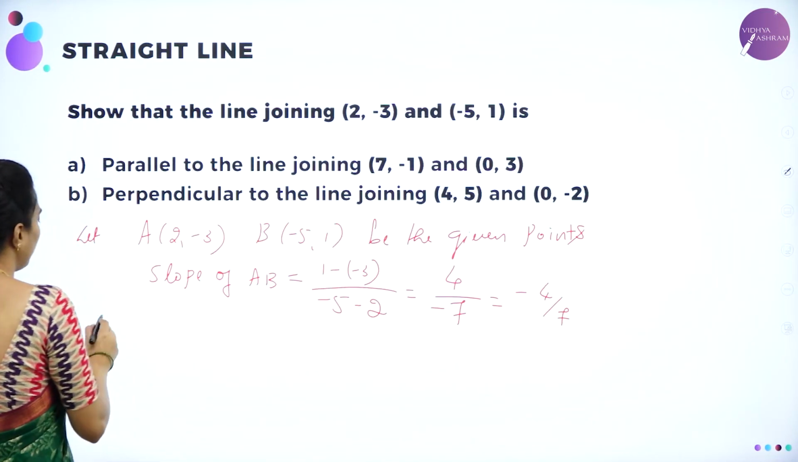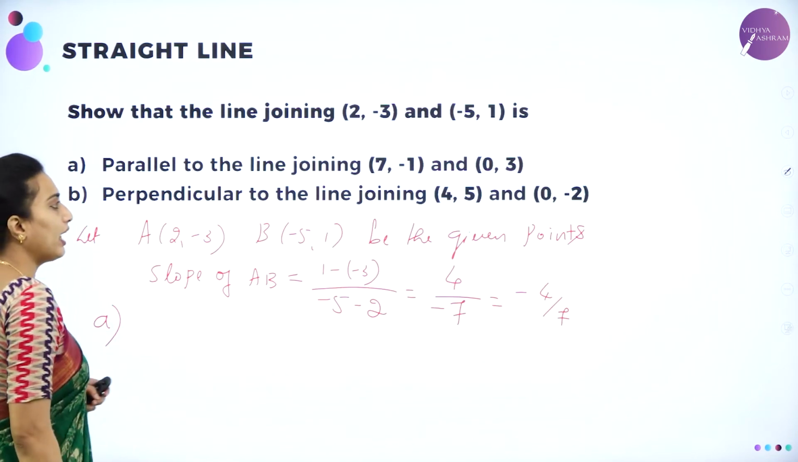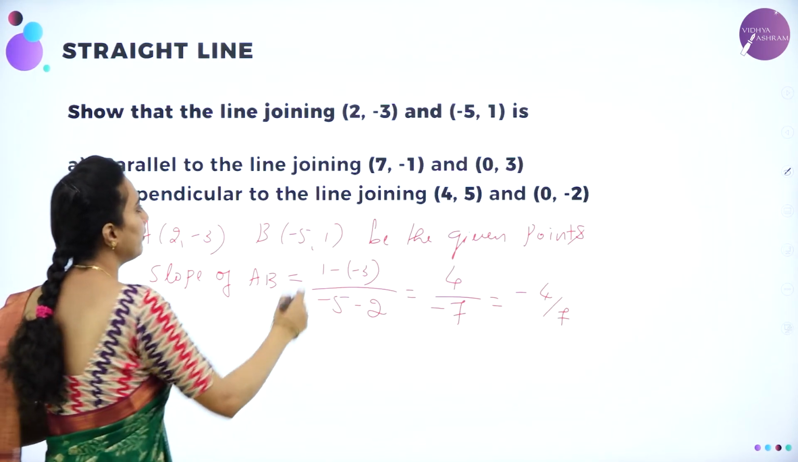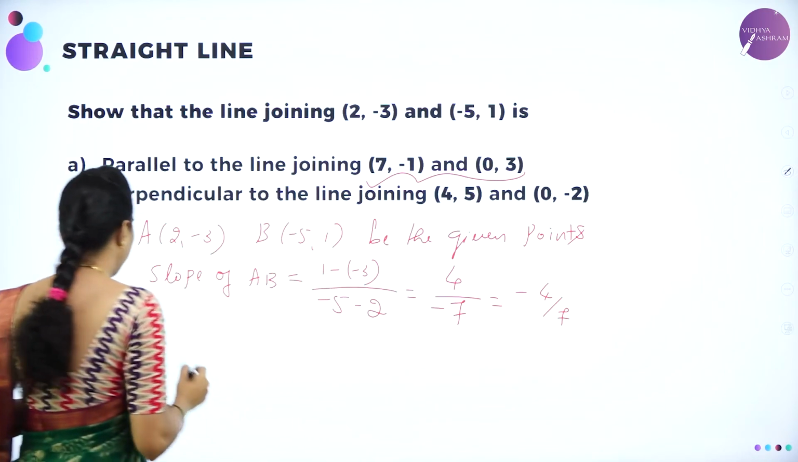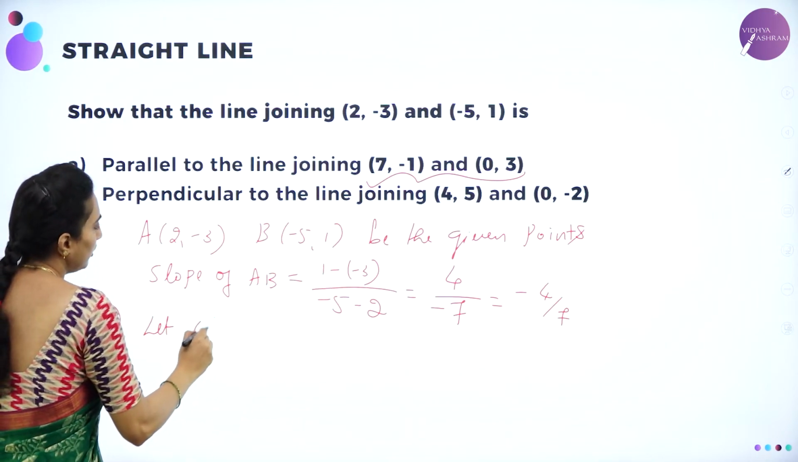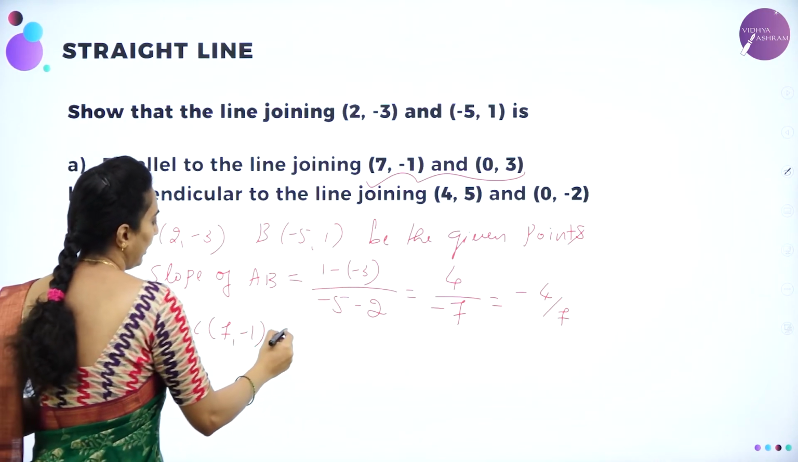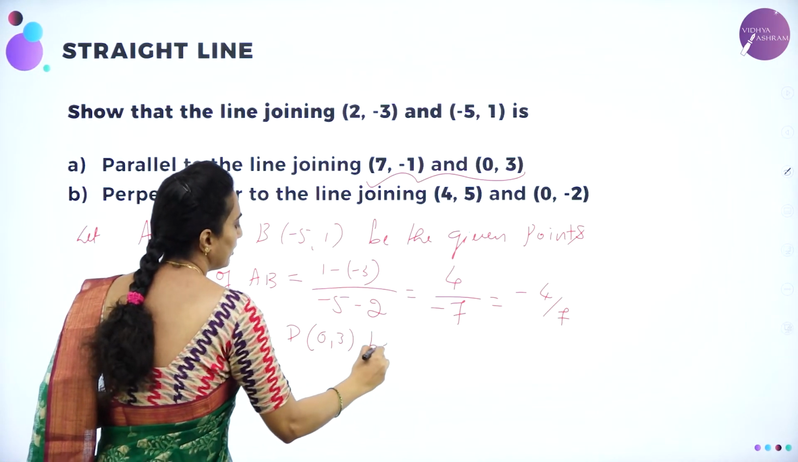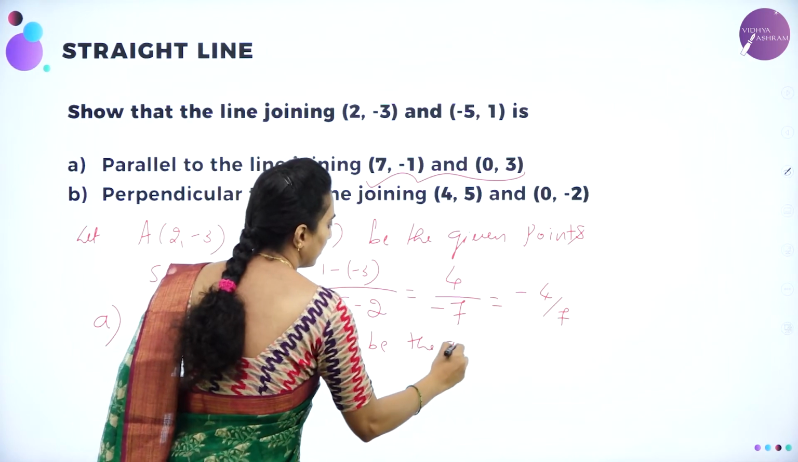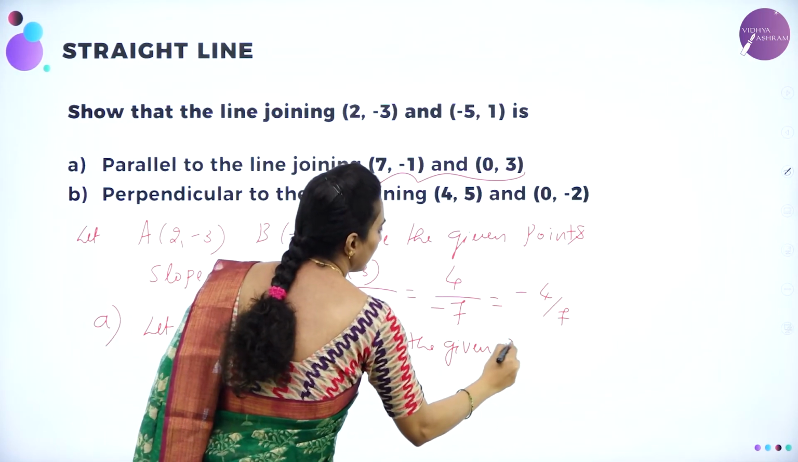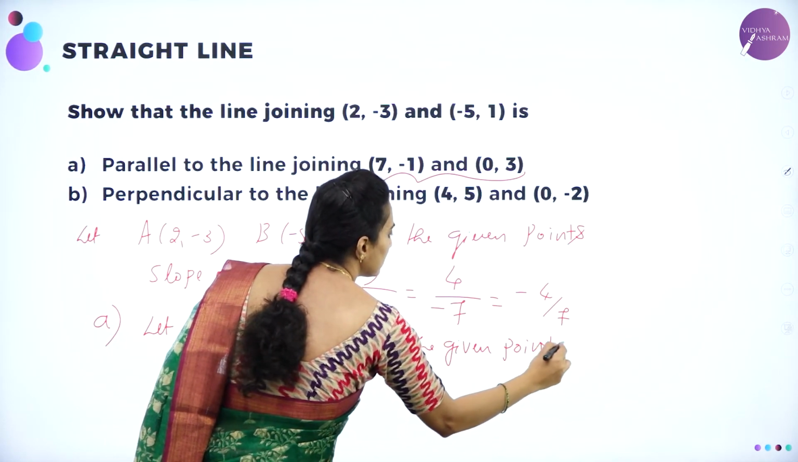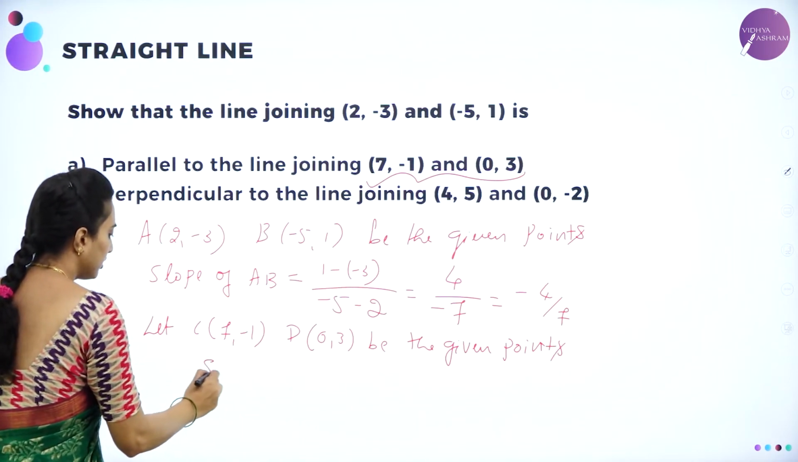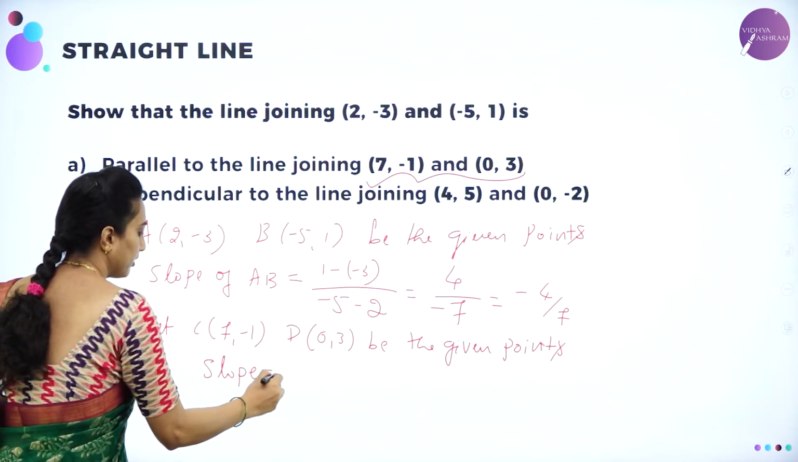Now, for parallel to the line joining, you need to find out these two slopes also. I am considering C of (7, -1) and D of (0, 3) to be the given points. Now we need to find out these slopes. Slope of CD.